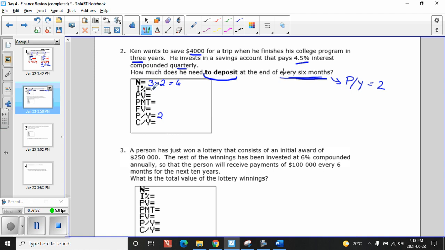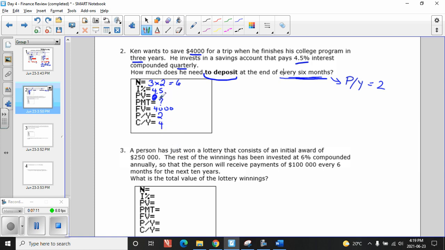The interest rate, it said, was 4.5%. The present value, it doesn't mention anything about starting money in his account, like an initial balance, so that's 0. We're trying to look for the regular payment that he needs to make in order to make this happen. And his future value is going to be the goal of $4,000 that he wants for his trip. The last one that I need to fill in is the compounding period, or compounds per year. The question mentions that he uses an account that compounds quarterly, so there will be 4 compounds per year.